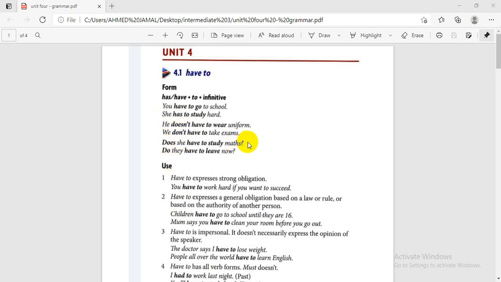أما في جملة السؤال: Does she have to study math? Do they have to leave now? نلاحظ تقديم الـ does والـ do على الفاعل. Does she have to study? أما الفورم الخاص بالهاف to infinitive تبقى ثابتة في الصيغ الثلاث التي تكلمنا عنها: في المبني المعلوم وكذلك في النفي وفي السؤال.